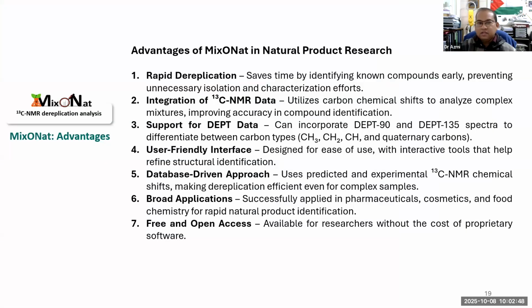The advantage of MixONat is rapid dereplication, because it is very fast. It integrates carbon 13 NMR to support the data, and the user-friendly interface is very easy. I have a simulation and demonstration after this. It is also database-driven, because the comparison data is coming from the database that we created, and it has broad applications. And it is free and open access. If you are doing molecular networking, some software probably needs to be paid for, and you need a powerful computer to do that. That is why we are using carbon 13 dereplication.